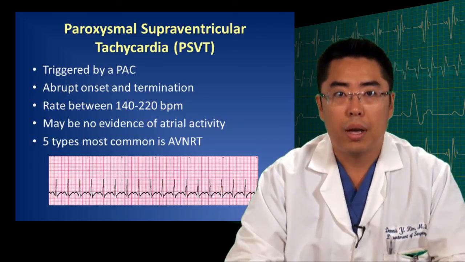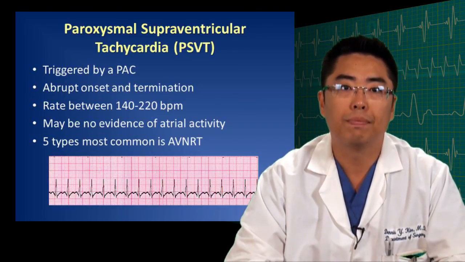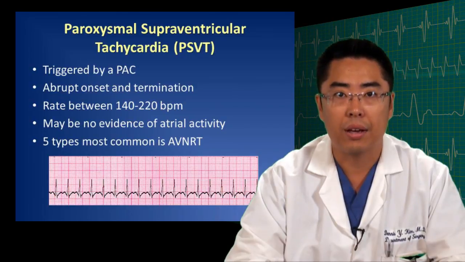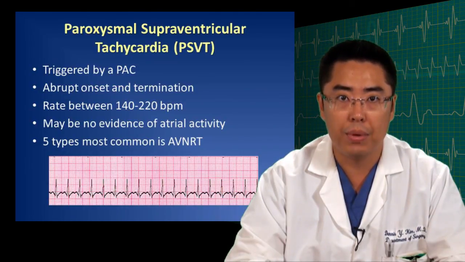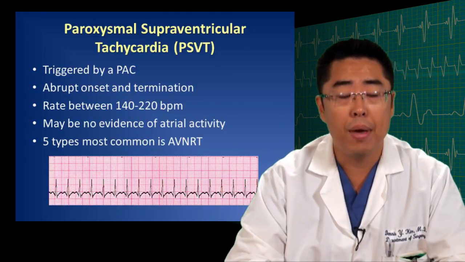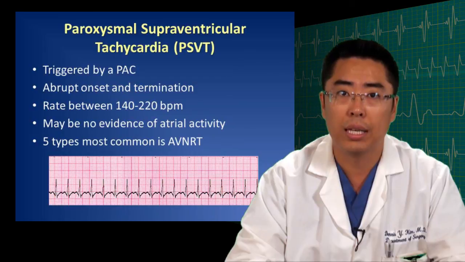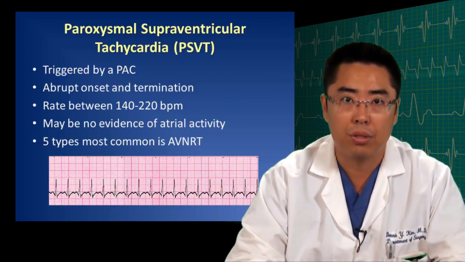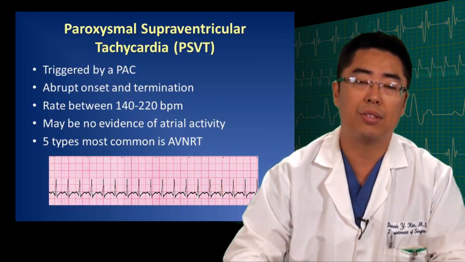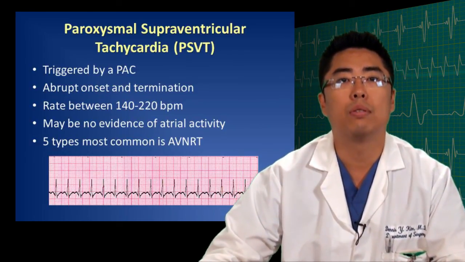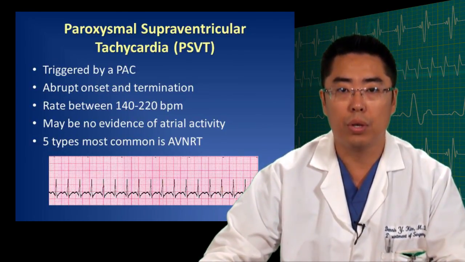PSVTs are usually triggered by a premature atrial contraction, and unlike sinus tachycardia, are characterized by an abrupt onset as well as termination. The typical rate may be anywhere between 140 to 220 beats per minute, and the rhythm strip may actually not demonstrate any signs of atrial activity, as the P waves may be masked in the QRS complexes. As stated previously, there are 5 types of PSVTs, the most common of which is AV nodal reentrant tachycardia, which the remainder of the discussion will focus on.